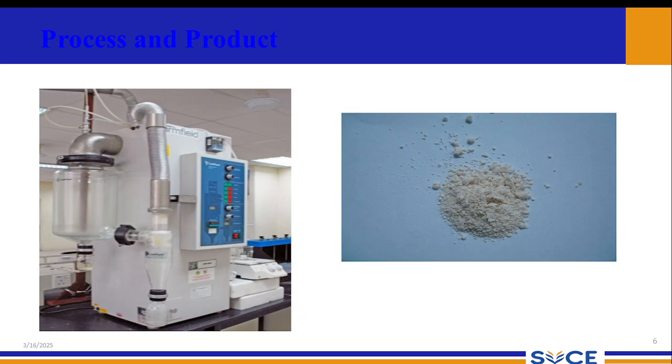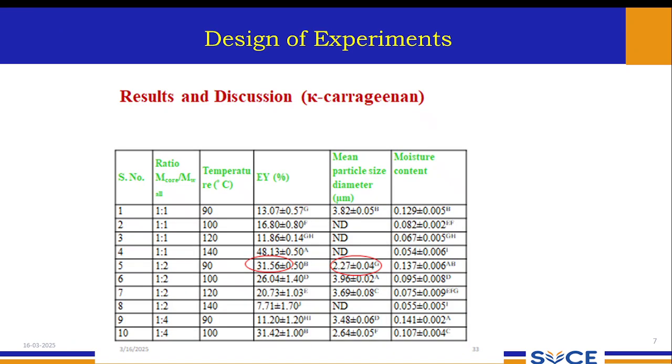So this is my overall view of my project. So what I did in terms of design of experiments: the ratio of M core to M wall is 1:1, that is the core material and wall material. The wall material here I have taken as kappa carrageenan. The core material is the extract.